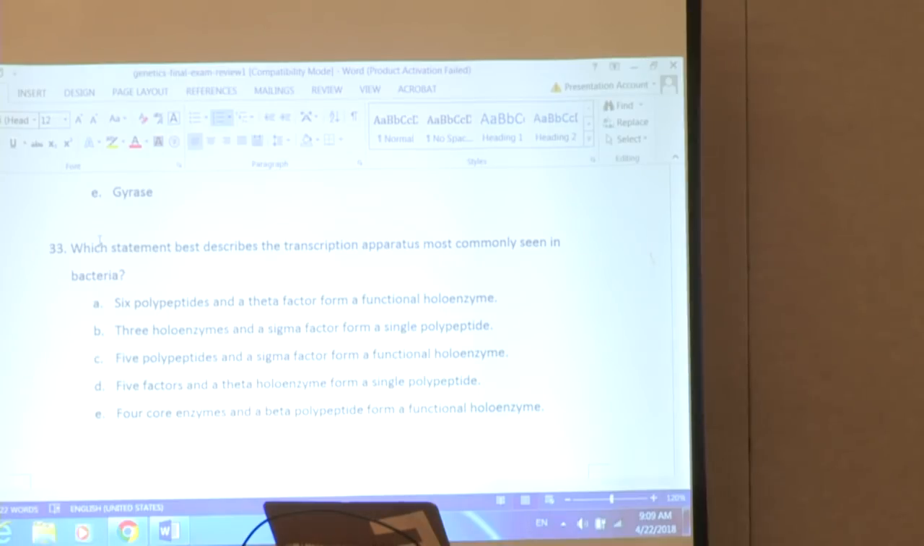Yeah, really good. It is C, right? So which statement best describes the transcription apparatus most commonly seen in bacteria? That would indeed be 5 polypeptides and a sigma factor to form the functional holoenzyme.